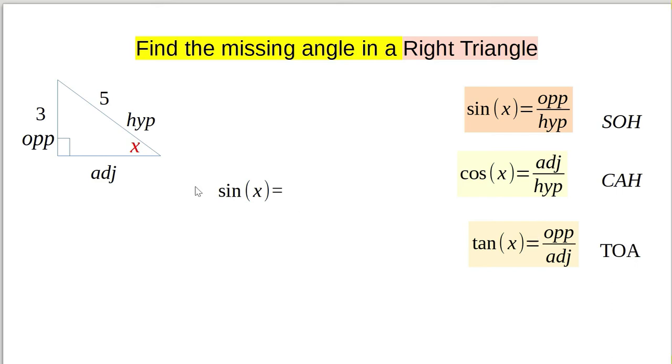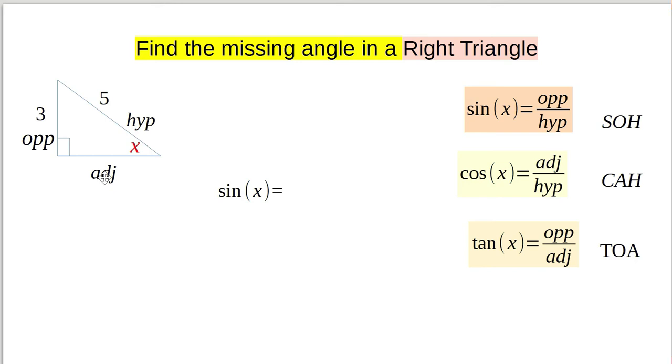Now let's dive in and start solving the question. We are looking for X, so we have these formulas available for us to be able to solve for X. Now let's look at the information we have. We have the opposite, we have the hypotenuse, so I would ignore any formula that has the adjacent because the adjacent is not given.